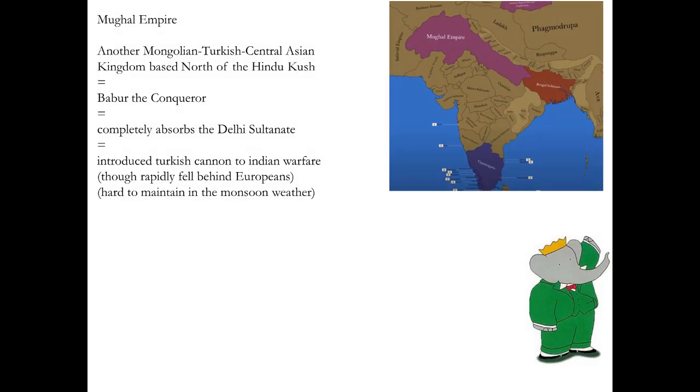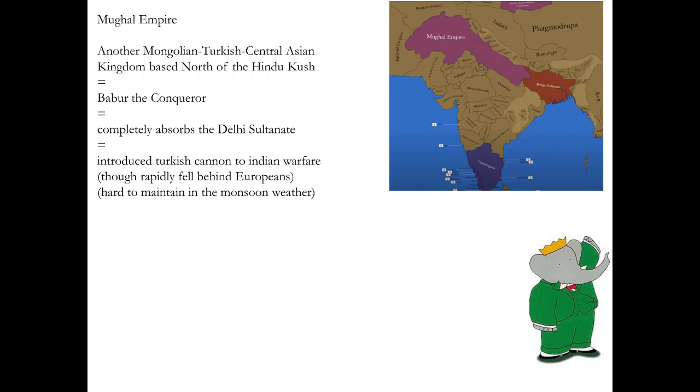This brings us to the Mughal Empire. The Mughal Empire is the last kind of great empire before the British show up, though there is a confederation, the Maratha Confederation. But the Mughal Empire is the last Afghani-based, Northern Indian-based Islamic empire. It is another Mongolian, Turkish, Central Asian kingdom based in the north of the Hindu Kush, based in Afghanistan.